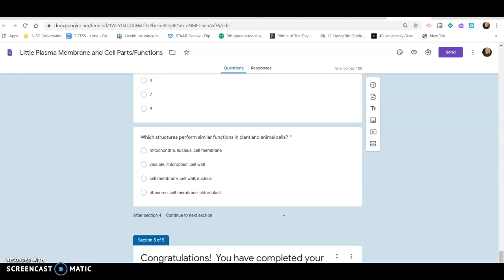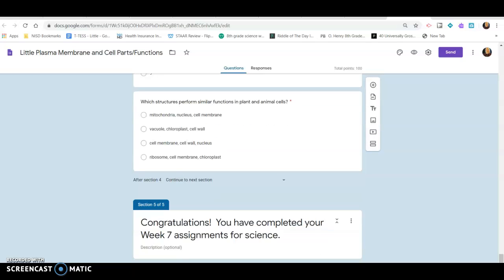Which structure performs similar functions in plant and animal cells? The mitochondria, nucleus, and cell membrane, the vacuole, the chloroplast, and the cell wall, the cell membrane, the cell wall, and the nucleus, or the ribosome, the cell membrane, and the chloroplast.